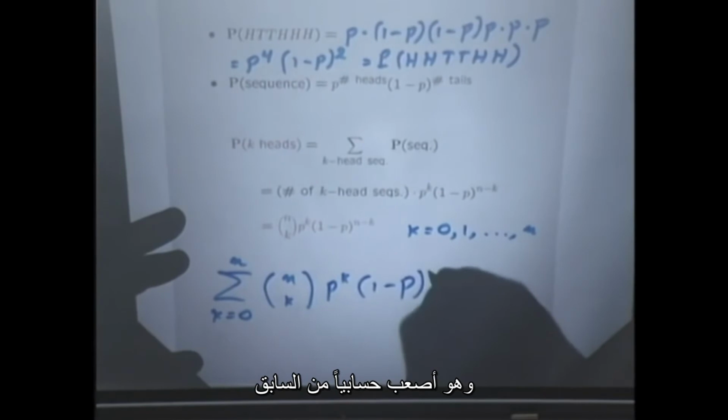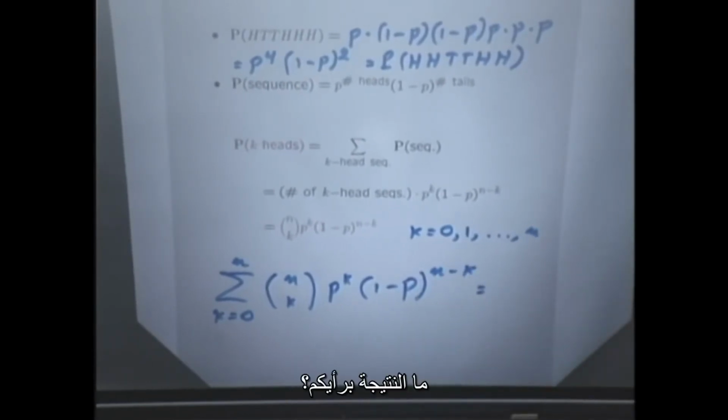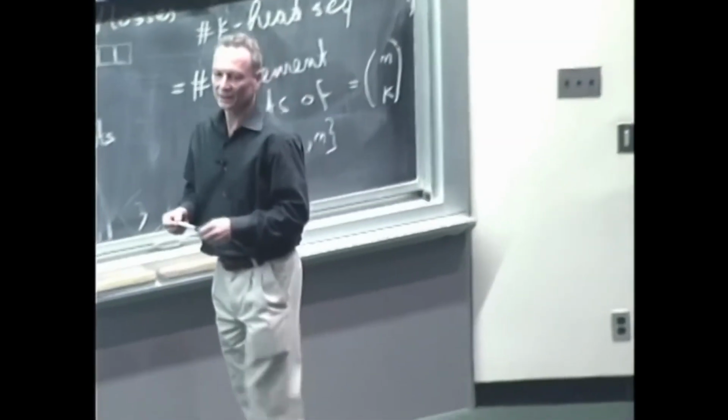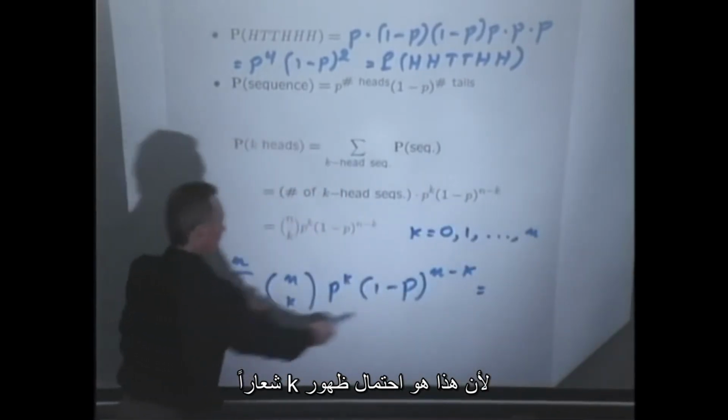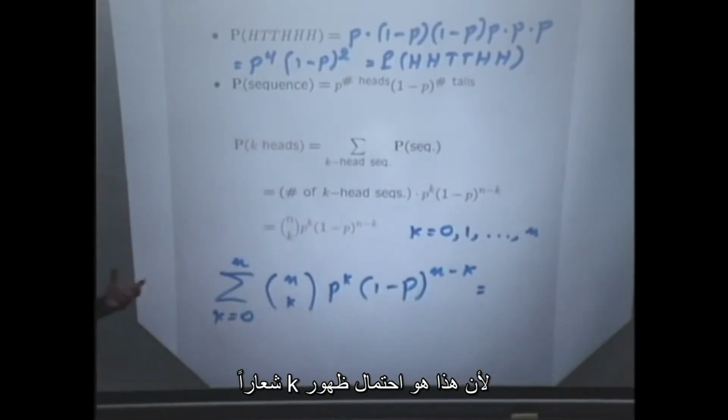And now a question similar to the one we had in the previous slide. If I write down this summation, even worse algebra than the one in the previous slide, what do you think this number will turn out to be? It should be 1, because this is the probability of obtaining k heads.